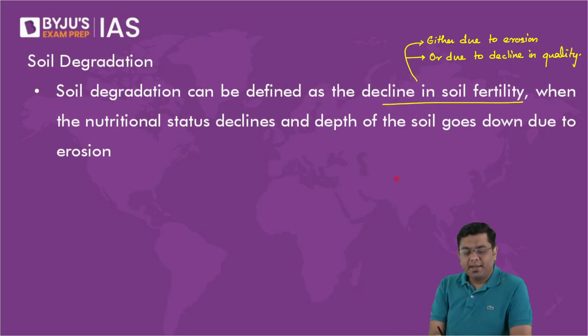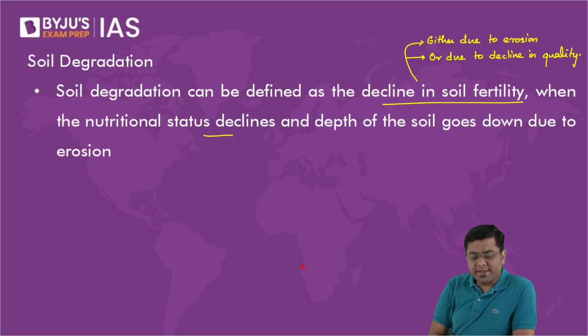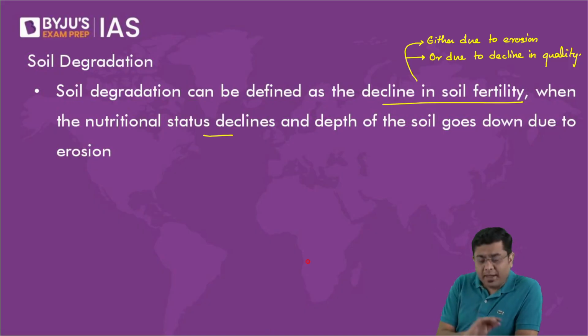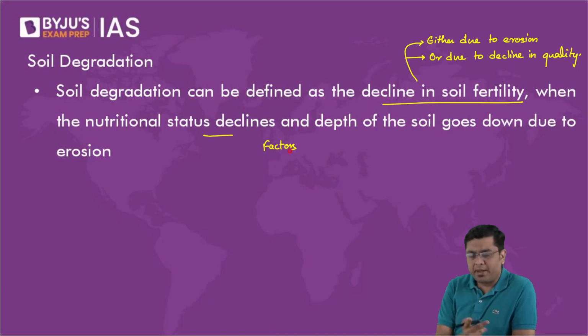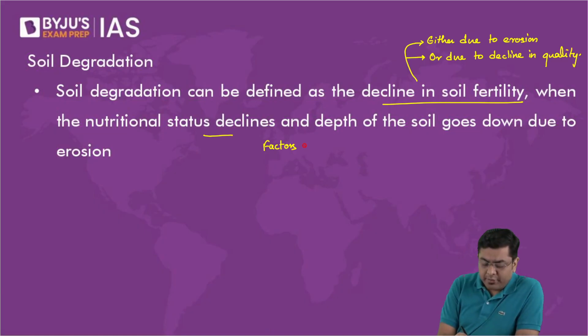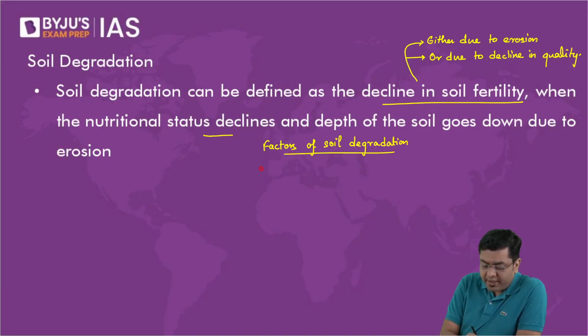Now, why is it that the nutritional status decline will happen? We have seen the factors of erosion. So let us take a look at the other factors of soil degradation. Factors, I want your contribution one by one. And I want you to participate. Otherwise, if you are a simple mute spectator, then it won't help that much. So factors of soil degradation. First factor I will write is soil erosion. Now start with the second factor.